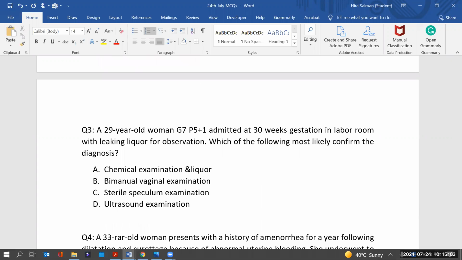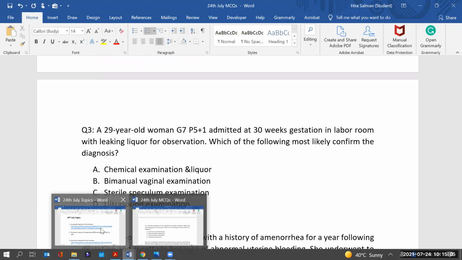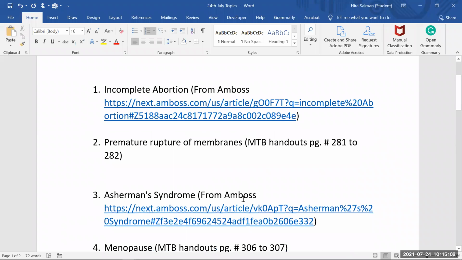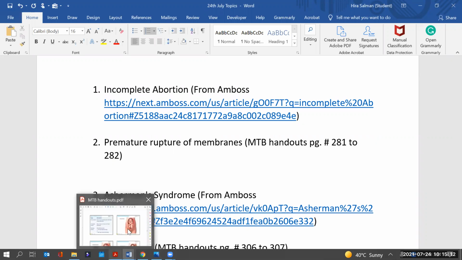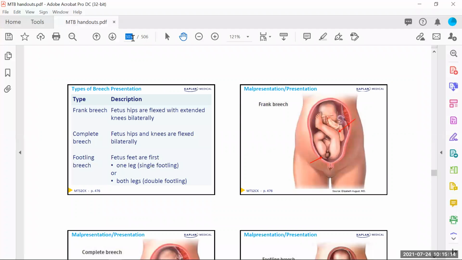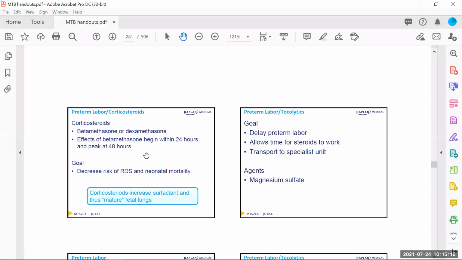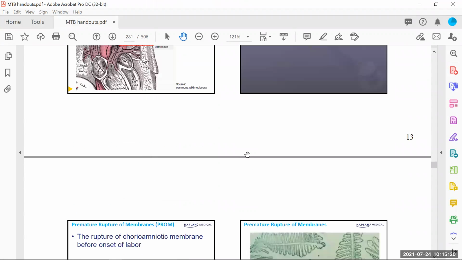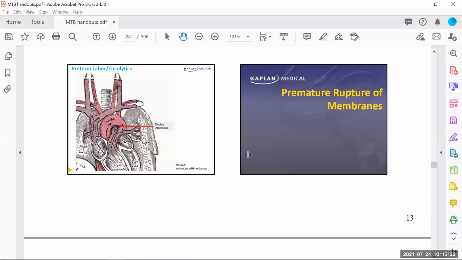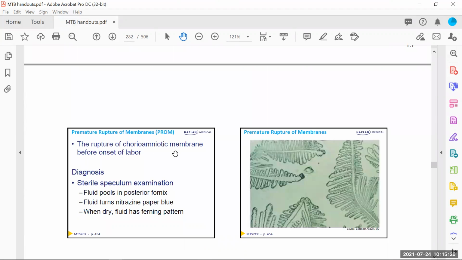Okay, but the next one we have to go for the theory first. So next we have premature rupture of membranes. We go for handouts 281. So for premature rupture of membrane, as the term says, premature is still the baby is not mature. It should be the third trimester of pregnancy, the rupture of chorioamniotic membrane before onset of labor.